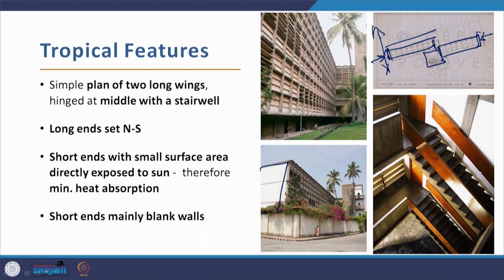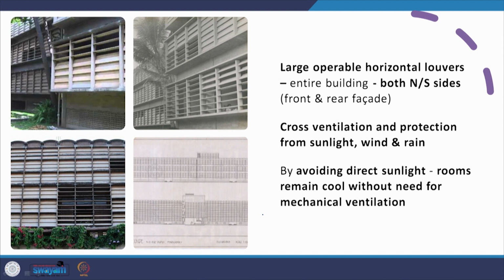So the maximum flow of wind or breeze through the building is in the north-south direction, and the solar radiation, at least on the north side, is completely diffused. On the south side the sun is way up in the sky, so the louvers, the horizontal louvers, can cut them off, as we find in this building.